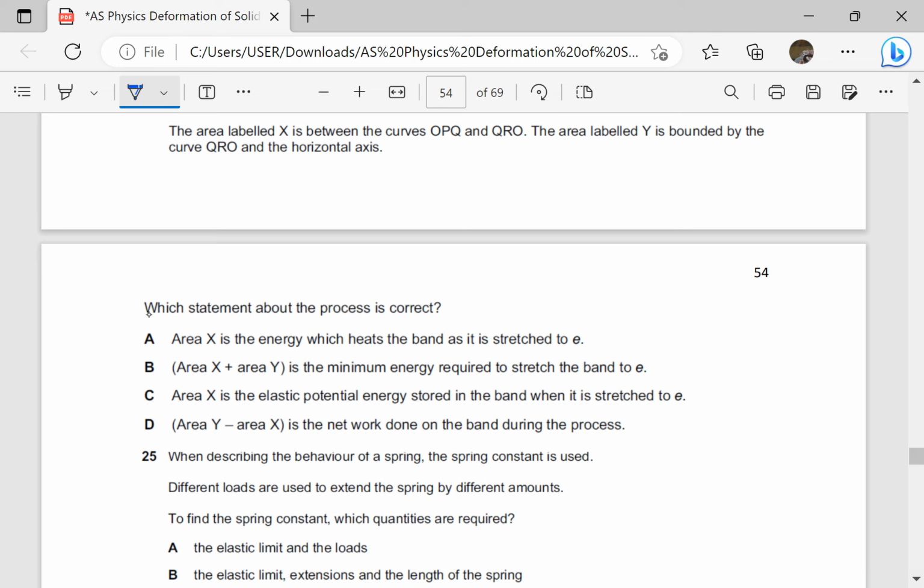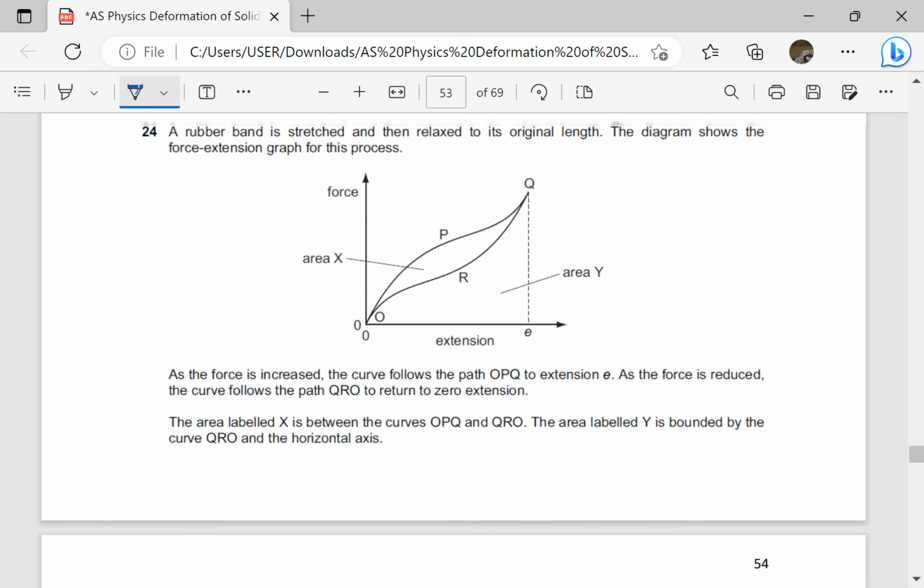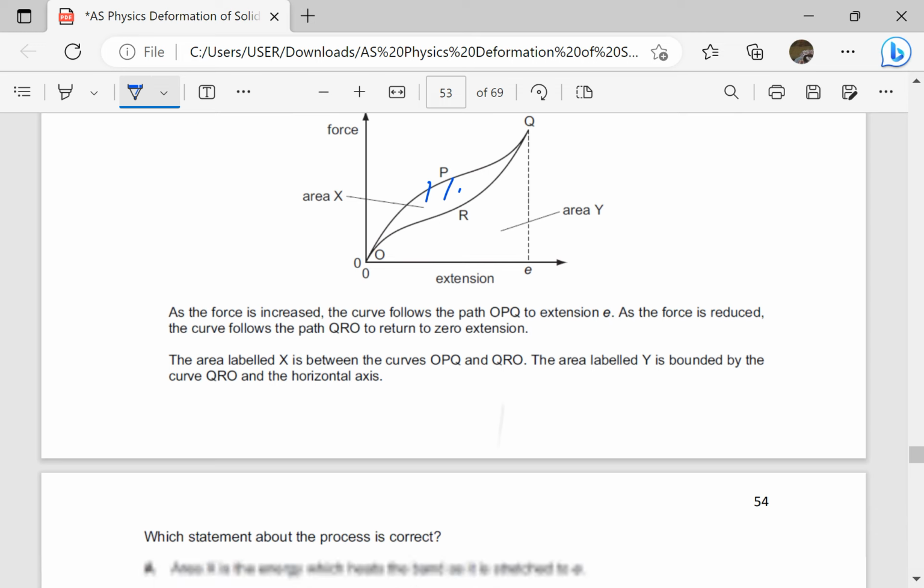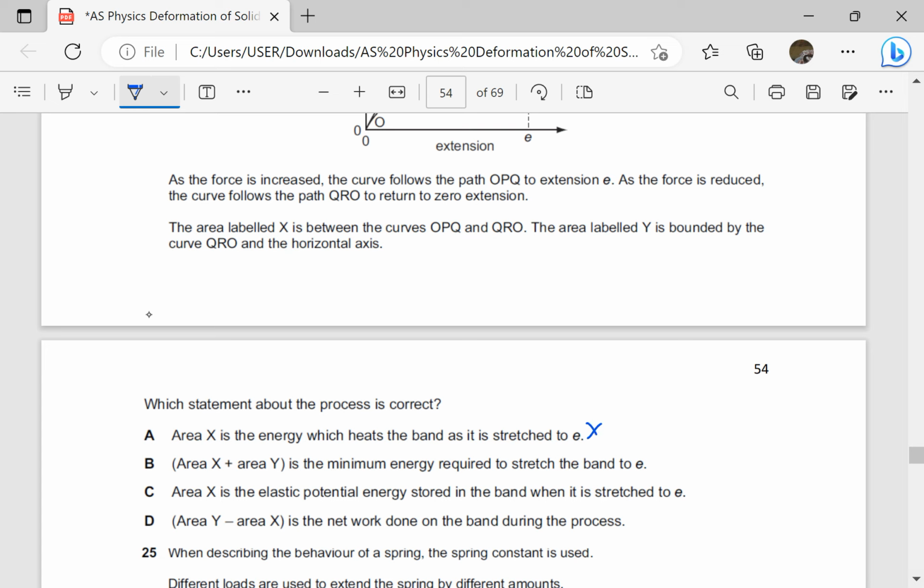The area of X is the energy which heats the band as it is stretched. That is not true. This area represents the energy which is dissipated as thermal energy when the deforming force is removed, so that the material does not return to its original state. Some energy is dissipated when the deforming force is removed, so that area is what is represented by that. There is no heating when the band is being stretched. So this one is not correct.